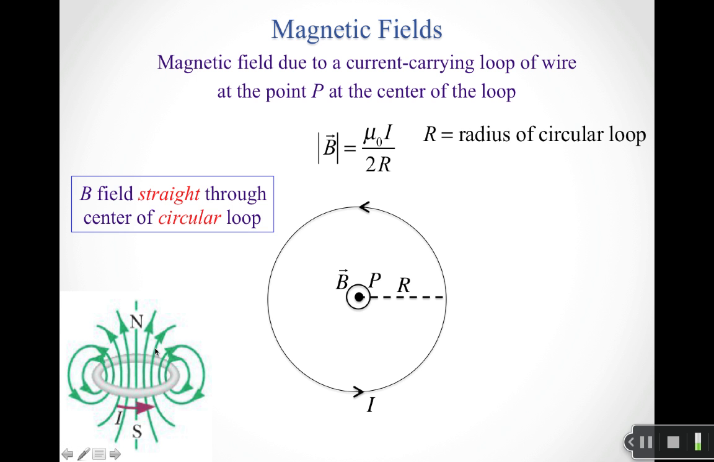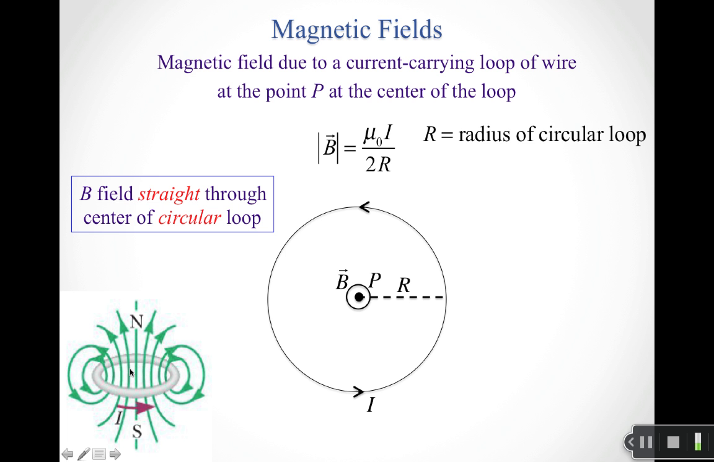Now, the larger picture for this is that for any circular loop of wire, this is what the magnetic field looks like. So here's the current that's moving to the right in the front and around and to the left in the back of this circular loop. And here's the magnetic field that's caused by this circular loop of wire.